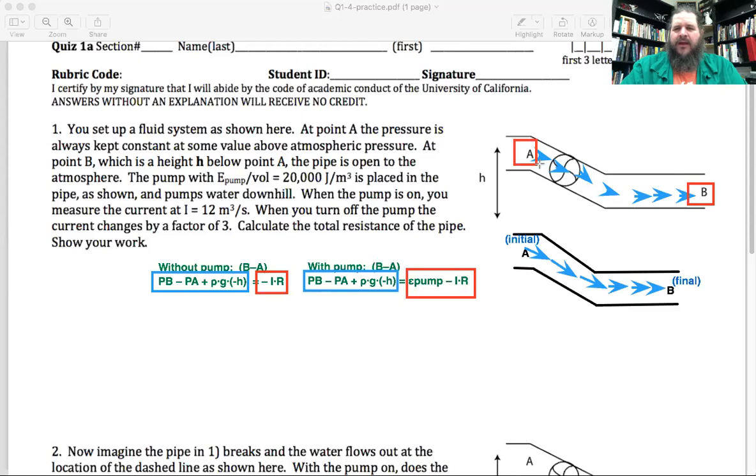However, the current in one pipe with the pump and the current in the pipe without the pump are going to be different currents. In fact, it tells us how different they are. They're different by a factor of 3. So we should actually fill in, I would recommend filling in subscripts here. Like with no pump, let's say this is I with no pump. I sub NP, no pump.